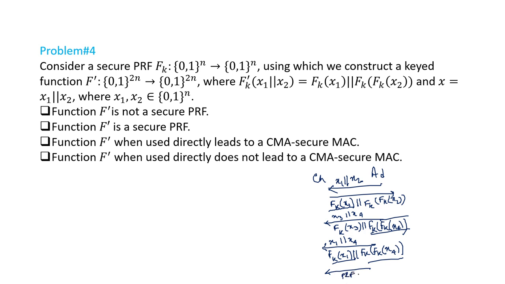Otherwise it will say it is interacting with a TRF, and we can show that with non-negligible probability this distinguishing is possible. So it is not a secure PRF, and since it is not a secure PRF, it should not be used in constructing a CMA secure MAC. So function f dash, when used directly, does not lead to a CMA secure MAC. Okay.